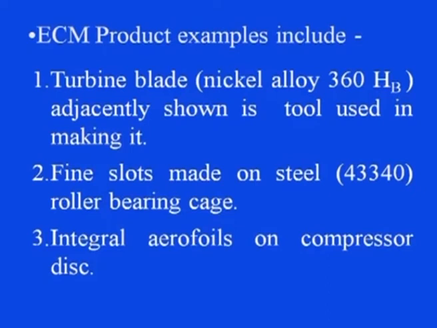The ECM product examples include the following. Number 1, turbine blade, which can be of, say, nickel alloy, which are very hard. The hardness could be as high as 360 on the Brinell scale, as shown adjacently in the tool used in making it. Then fine slots made on steel, roller bearing case, etc. Then integral aerofoils on compressor discs, etc.